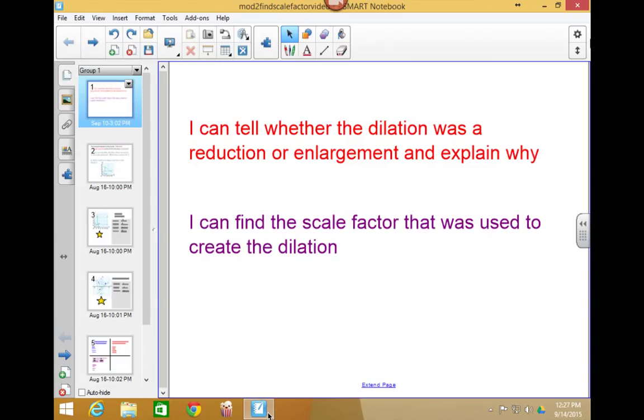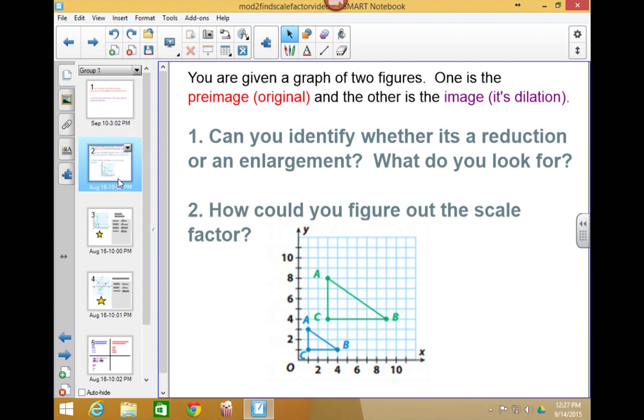The learning targets for this lesson are: I can tell whether the dilation was a reduction or enlargement and explain why, and I can find the scale factor that was used to create the dilation. In this first example, you are given a graph of two figures. One is the pre-image, or the original, and the other is the image, or the dilation.